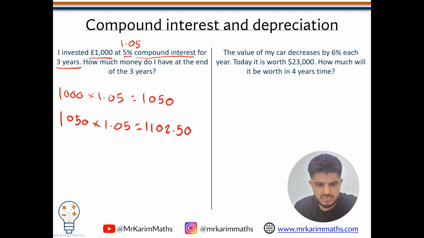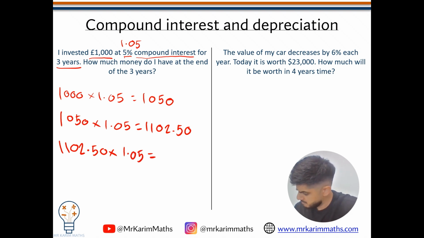So this is what we call compound interest. Repeat the process, but I'm not going to use 1,050. I'm now going to use my new value. So £1,102.50 multiplied by, again, 1.05. And we get 1,157, let's round it, £63. Now, that's your answer. So that's what it is at the end of 3 years.